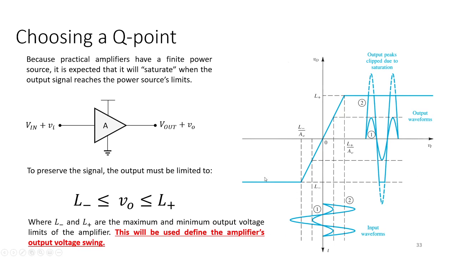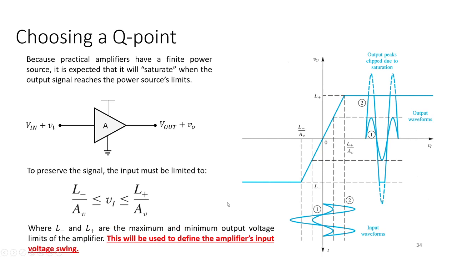Looking at the other side, if we have an output signal with a value lower than L minus, it is expected to clip to L minus, just like here, as shown here. Instead of extending from here to here, it will clip to the value of L minus. This idea can be used to define the amplifier's output voltage swing. Ideally, you want to work in the middle between the limits.